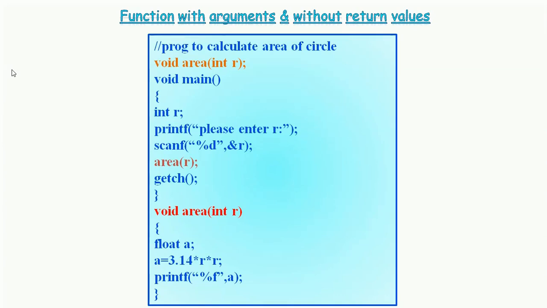So when the control of program goes to the area function, then value of r is served as an input to that function. Then the code of area function will execute, and after executing, the area function is not returning any value to the main function. So simply the control of program returns back to the main function.